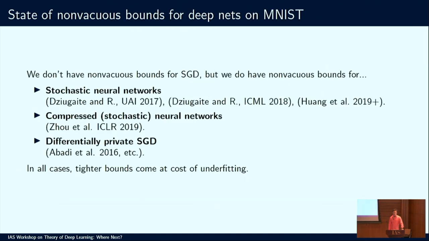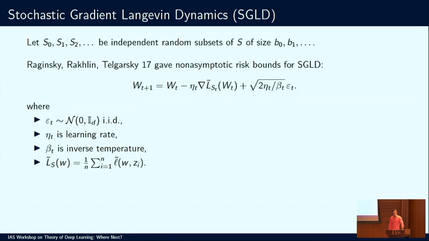So in terms of non-vacuous bounds, they basically exist only for algorithms that are noisy, like stochastic gradient Langevin dynamics. But in the case of SGD, you have to do some kind of post-processing to the solution. You either compress it and add some noise, or vice versa. On the flip side, there's been some progress on stochastic gradient Langevin dynamics, which I'm going to introduce now. Stochastic gradient Langevin dynamics is described by this update rule.